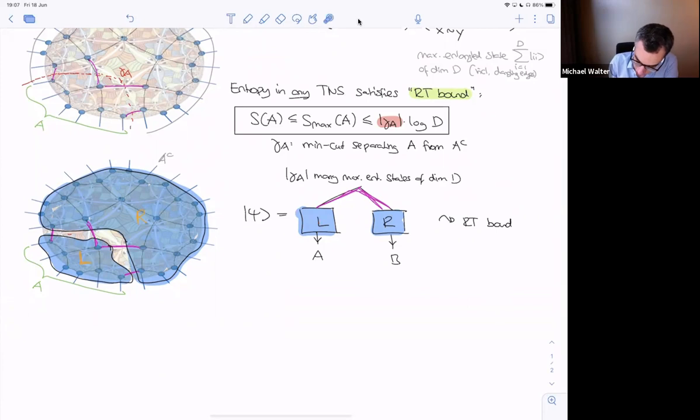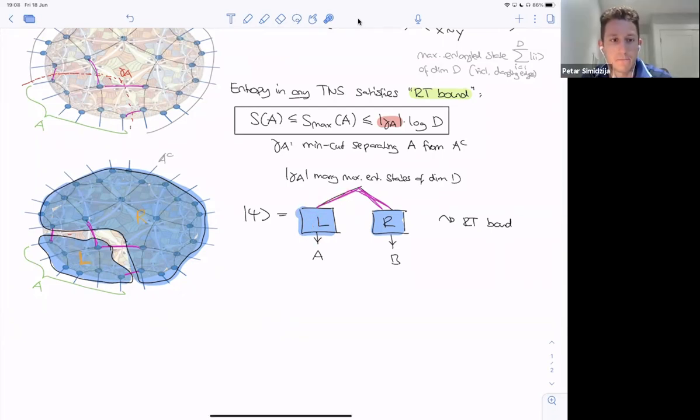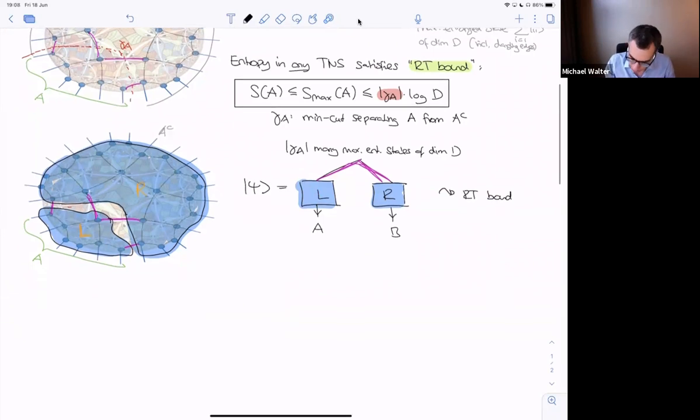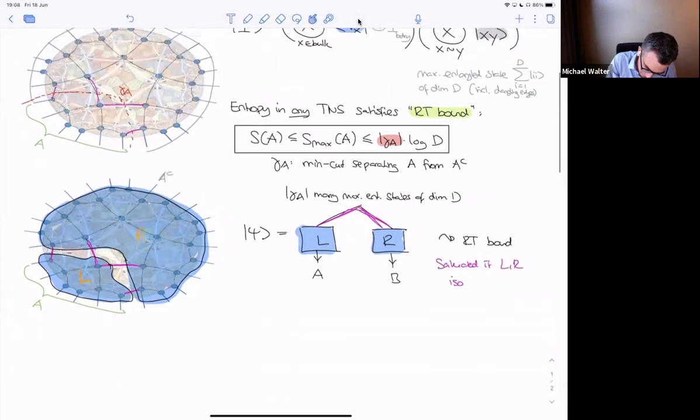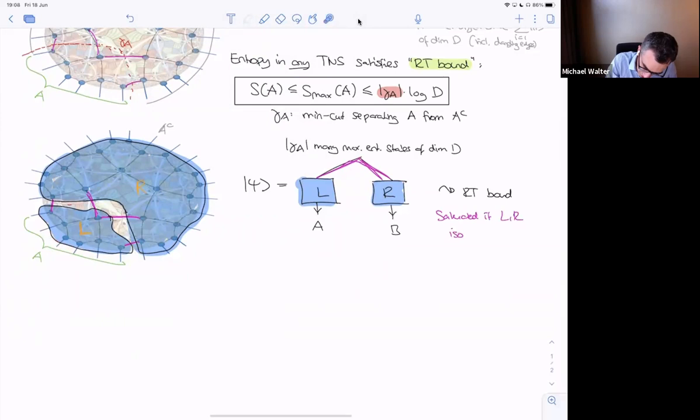That's right. If you think of this as a state, it would mean it's as entangled as these pink guys. That's from a state picture. And if you think of it as a linear operator, that would exactly be equivalent to saying this linear operator should be an isometry from the smaller to the larger system. Exactly. So if L and R are isometries, then this bound is actually saturated. So for example, unitary, but in general, of course, the minimal cut will be smaller than the size of the boundary in the interesting cases. So it can only be an isometry.